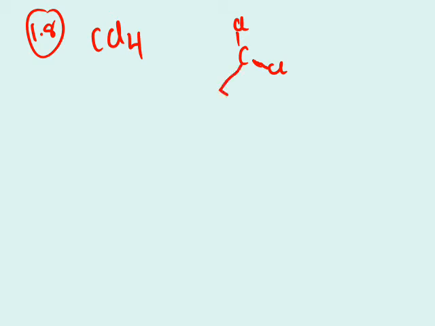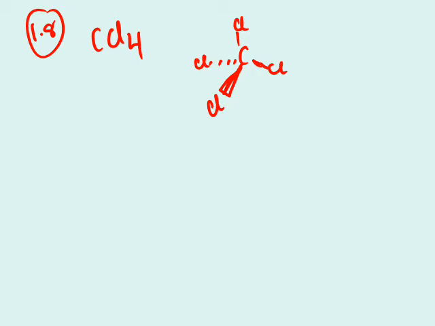So it's going to be like this. That's projected towards me, or towards you. And when you do that, you'd find that the fourth bond would be away from you. It's shown with dashed lines or dotted lines.